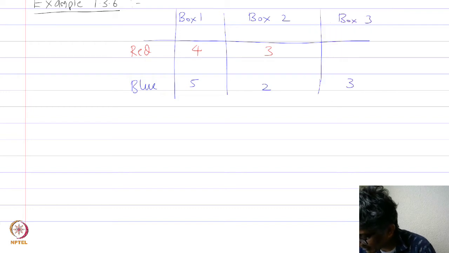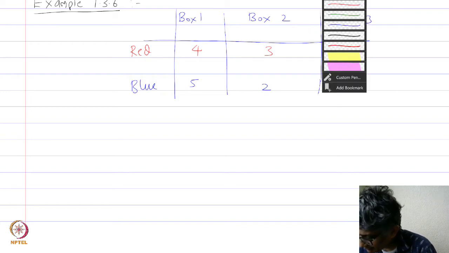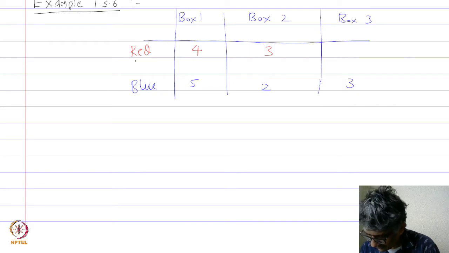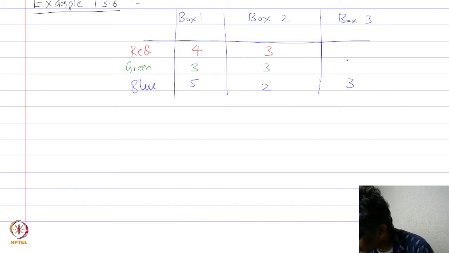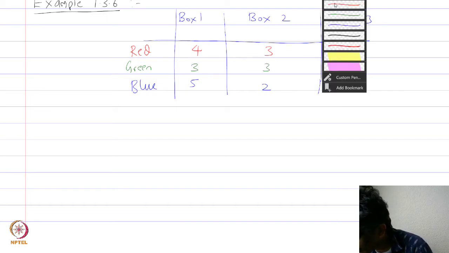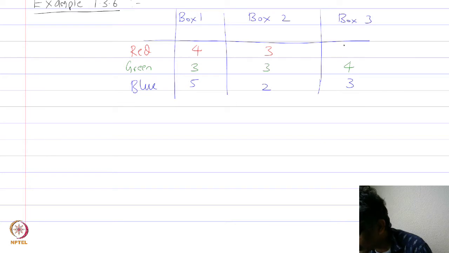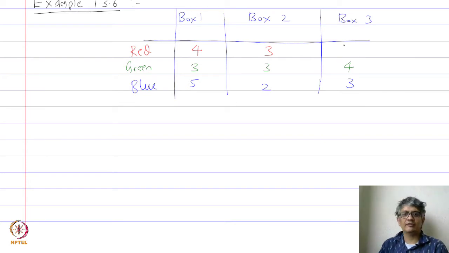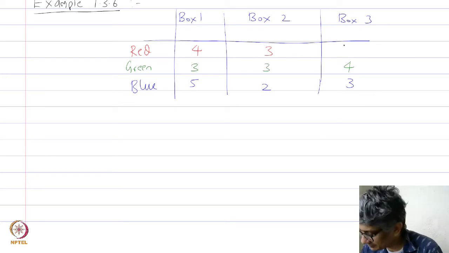And let's say I have green. I have 3 green balls in this box, and 3 in this box. Let's say I have 4. I forgot to put the red in this one. Let's say I put 3 red in this one. So 4, 3, 3, 3, 3, 4, and 5, 2, 3. That's what I have in the boxes.